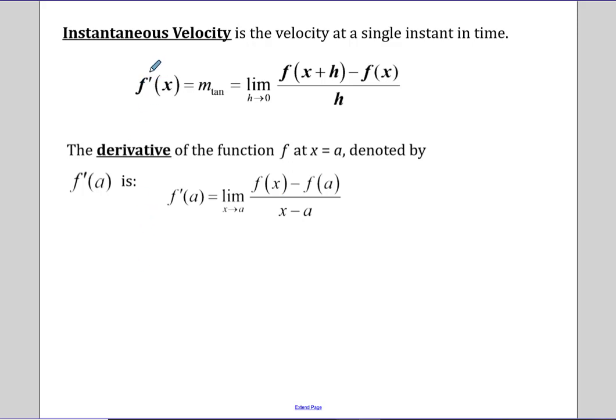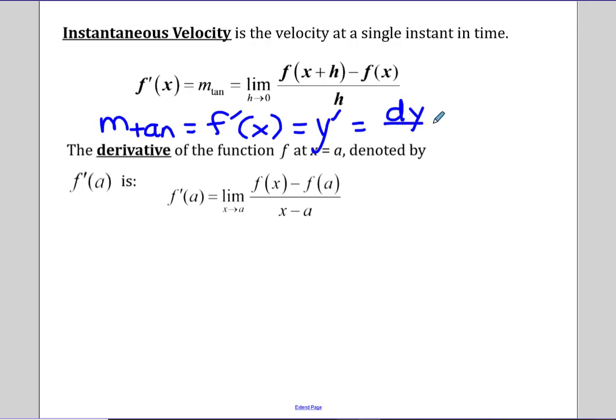In the last one, we can say the instantaneous velocity is our derivative. The derivative of the function is the velocity at a single instant in time. That's the slope of the tangent line. And if we take the limit of the difference quotient, we'll find the derivative. So you can call that the slope of the tangent line, or the derivative of the function, or y prime, which represents the derivative, or you can see the notation, the change in y with respect to the change in x. So that's the instantaneous rate of change, or the derivative.